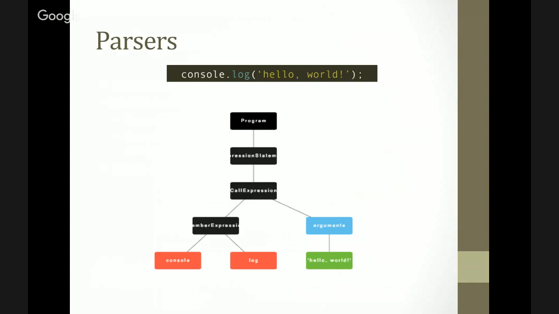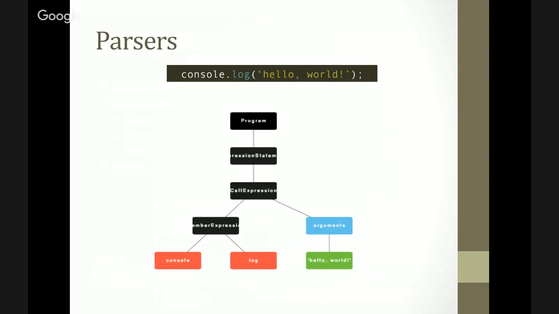So let's talk about parsers. What parsers do is take a JavaScript line, a string, like console.log hello world. What that turns into is that nice little tree. It all starts with a program, and right below that you have expression statement, call expression, and member expression, which has console and log as its nodes. And then you have arguments, which you've passed in.